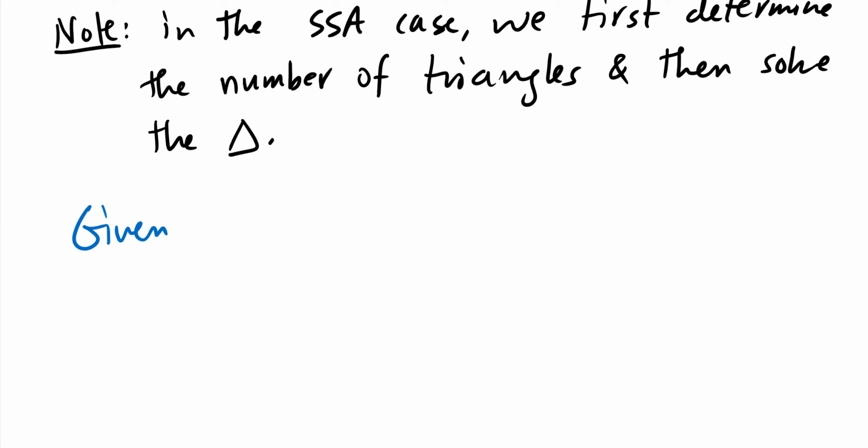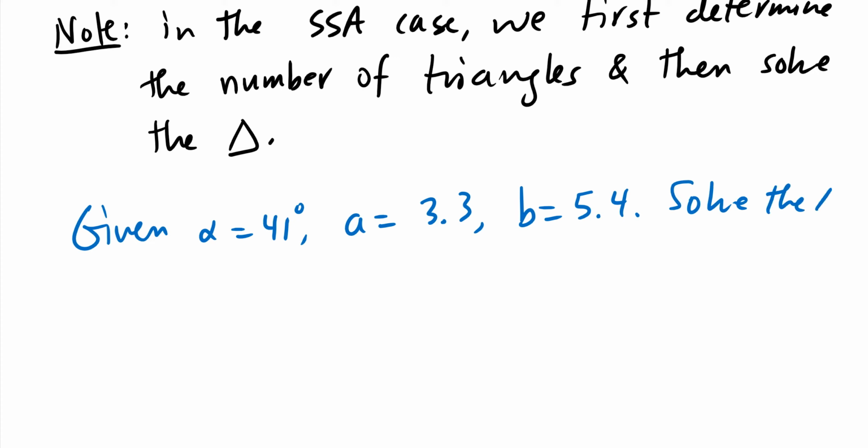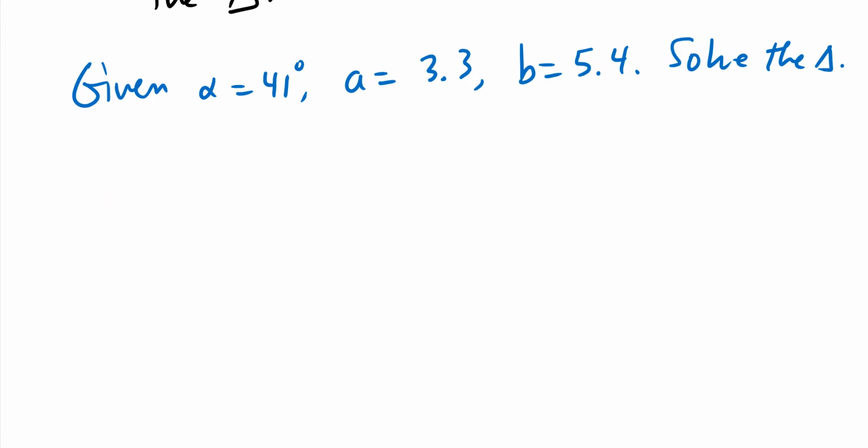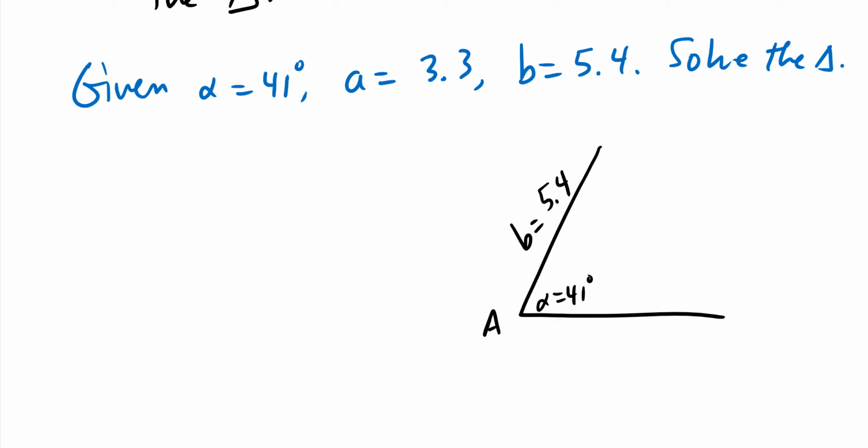Let's look at an example. Given alpha 41 degrees, A 3.3, B 5.4. Solve the triangle. First thing, as I said, A is given, alpha 41 degrees, B is given 5.4, I don't know what C is, and keep in mind A is also given. The first step, always drop a height down this way. This is H. As I said before, is A bigger than or equal to B? No. So that third case that I wrote earlier doesn't work out.